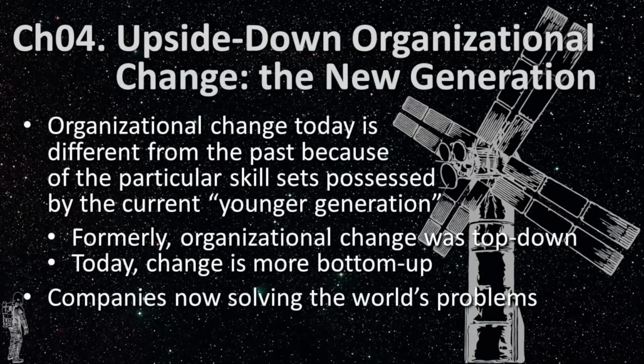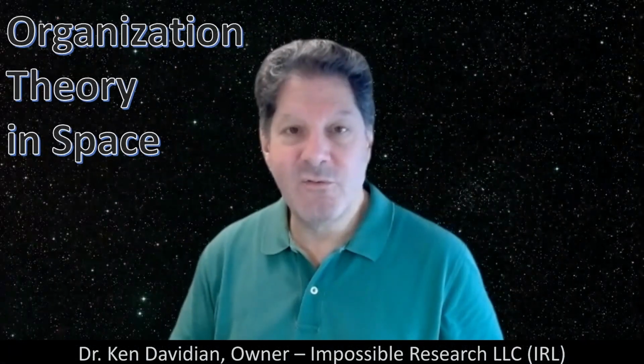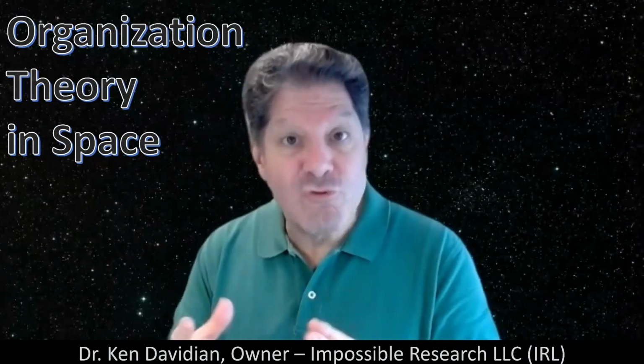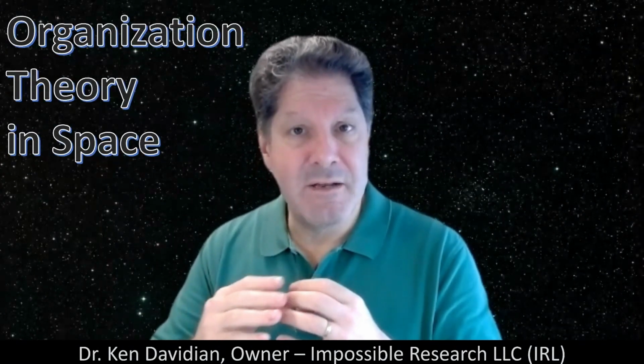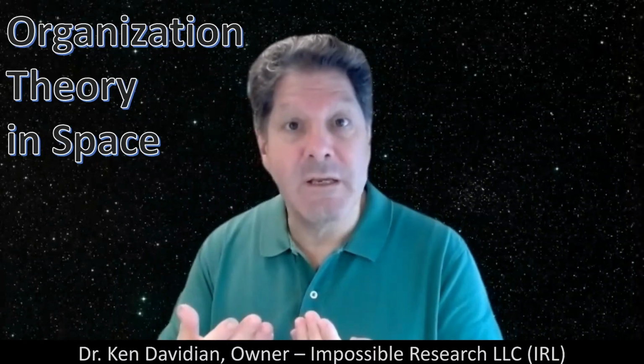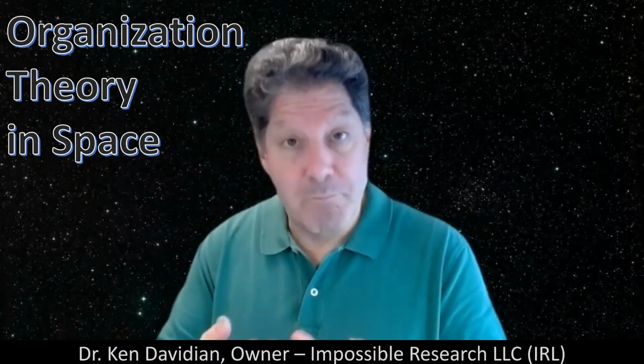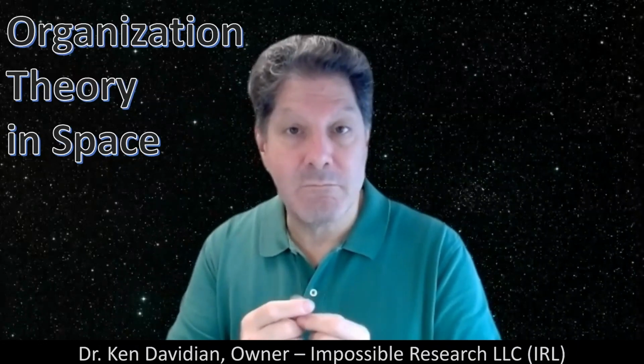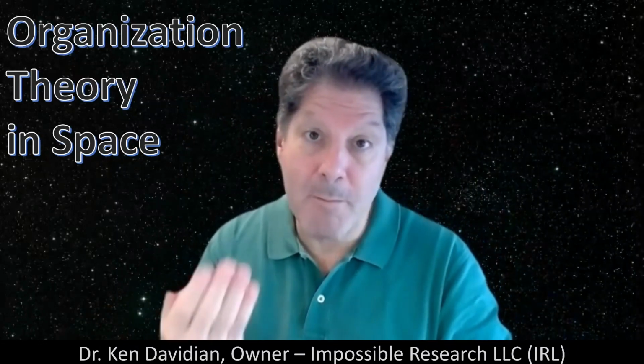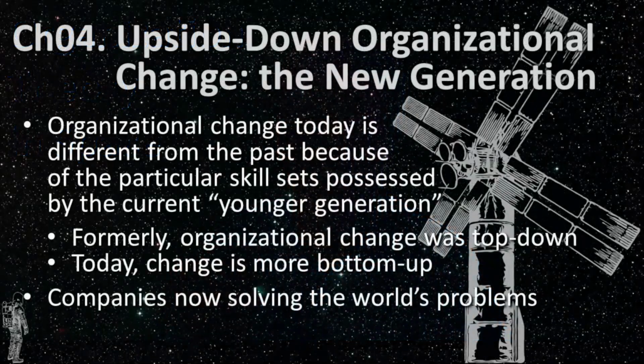Chapter 4 is entitled Upside-Down Organizational Change. In this chapter, the authors note that societal shifts are often rooted in younger generations. Organizational change today is different from the past because of the particular skill sets possessed by this current younger generation. In the past, changes were characterized as top-down, revolutionary, well-planned, and transformative. Currently, change is being described as bottom-up, evolutionary, and incremental. Top-down, teleologic; bottom-up, evolutionary.